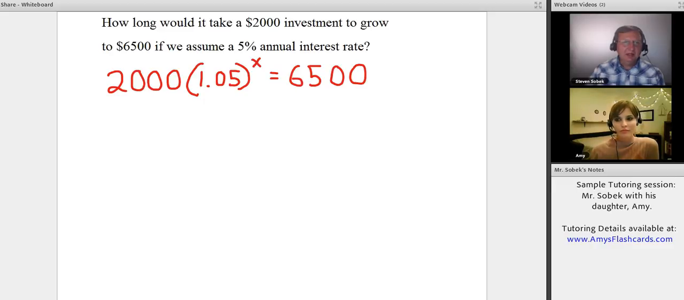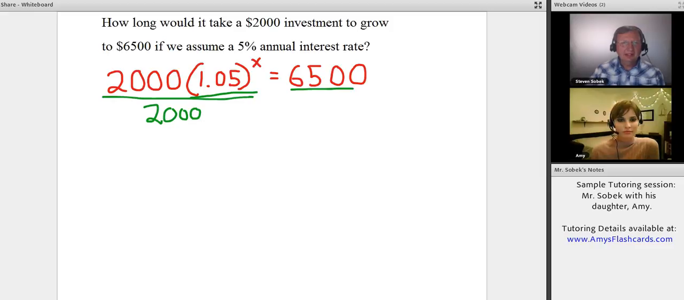Now, initially we want to get this part right here by itself, 1.05 raised to the x power. So I want to get rid of this 2,000 over here, and so I'm going to divide both sides of this equation by 2,000.